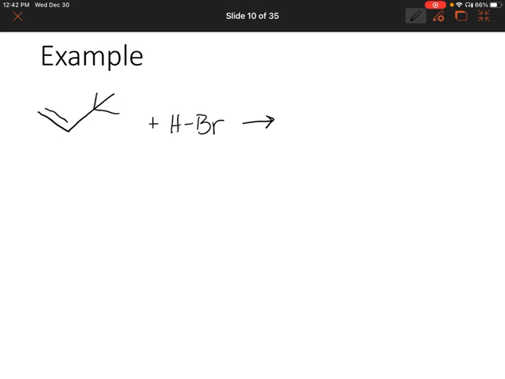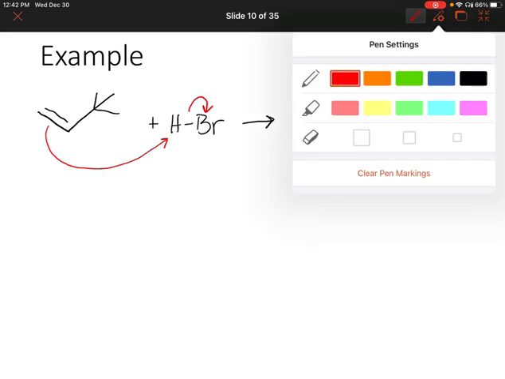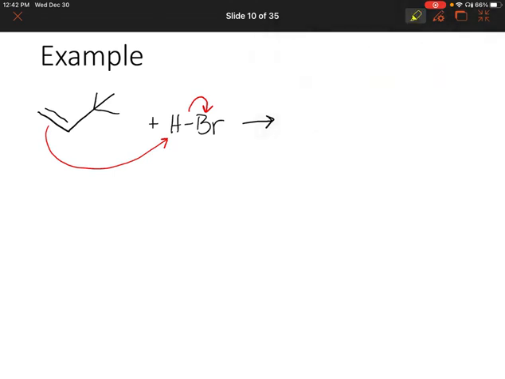All right, so let's look at the first step. So again, the double bond, the pi bond, is going to act as a nucleophile and grab onto the partially positive hydrogen, and then we'll leave electrons behind on bromine. And again, we have two possibilities here. Hydrogen could add to the left or the right. So which side would it add to? The left, because that side has more hydrogens. And then the bromine will add to the right because it's more substituted.